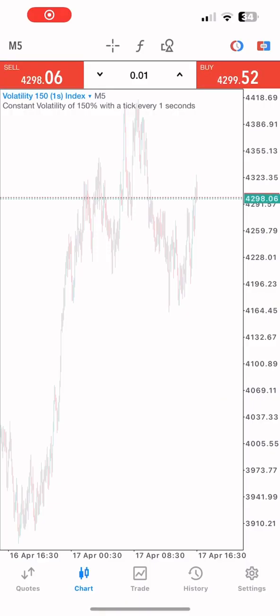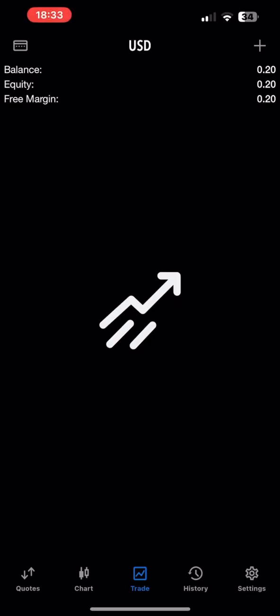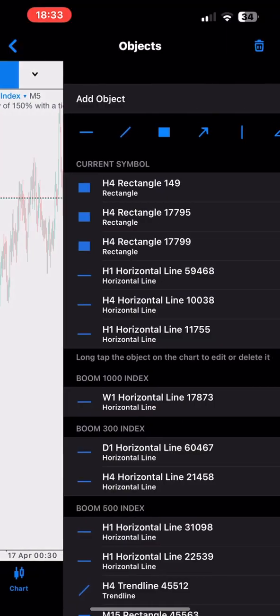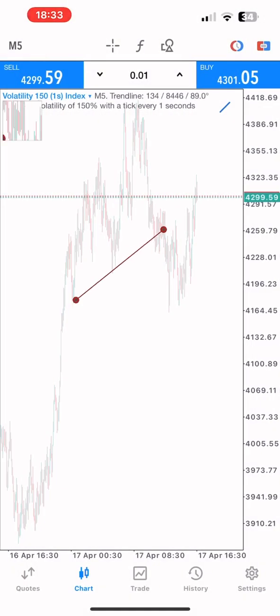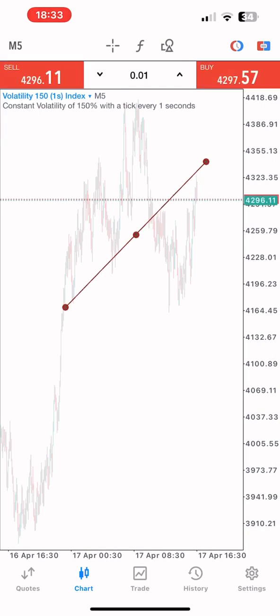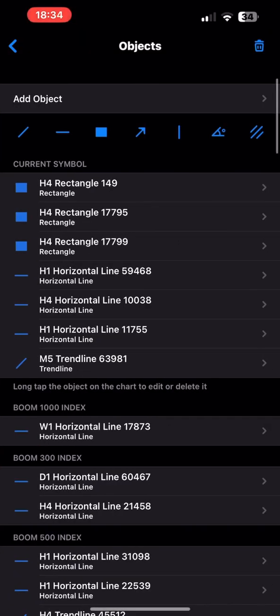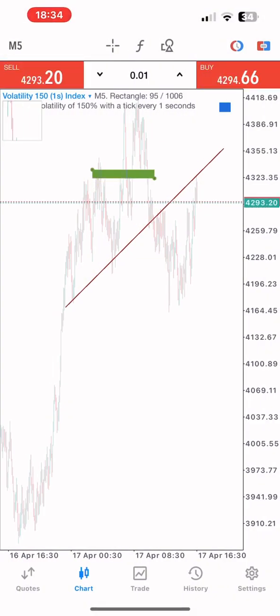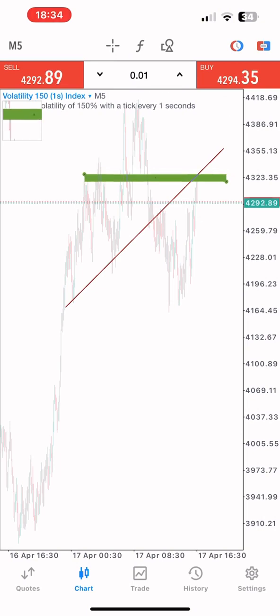Well, a journey of 1,000 miles begins with one step. So here's my account after withdrawing all the funds, and I left only 20 cents to see if the BOR can manage to grow this account from 20 cents to at least maybe $100. Okay, so I'm going to be showing you the step-by-step process on how to make $100 from 20 cents.